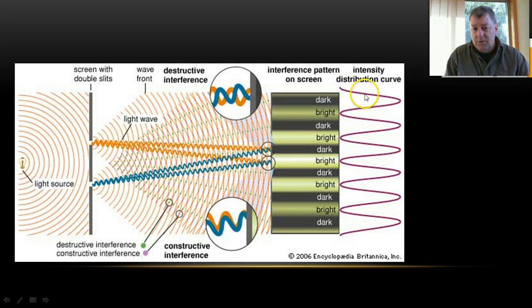Now sometimes you see it also displayed as an intensity curve. We saw that with sound, where we'd have, say, quiet sounds here and loud sounds here. And so for light, this is dark here and bright here, and it goes on. And you can see that the bright and dark spots are evenly spaced as well. Not to be confused with the interference pattern you get from a single slit, which we won't do.